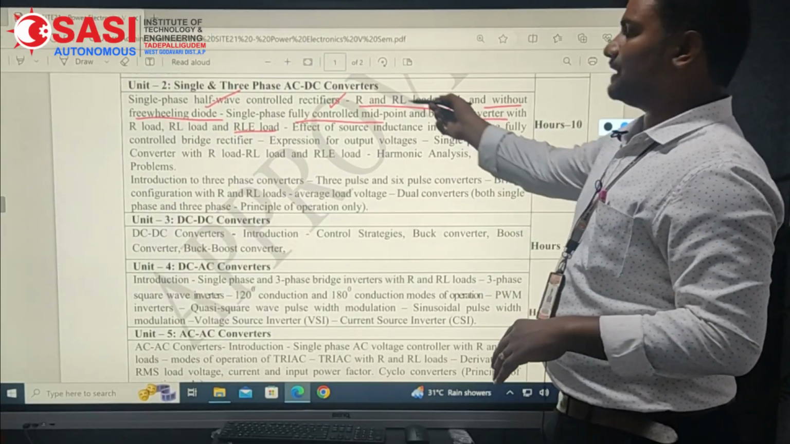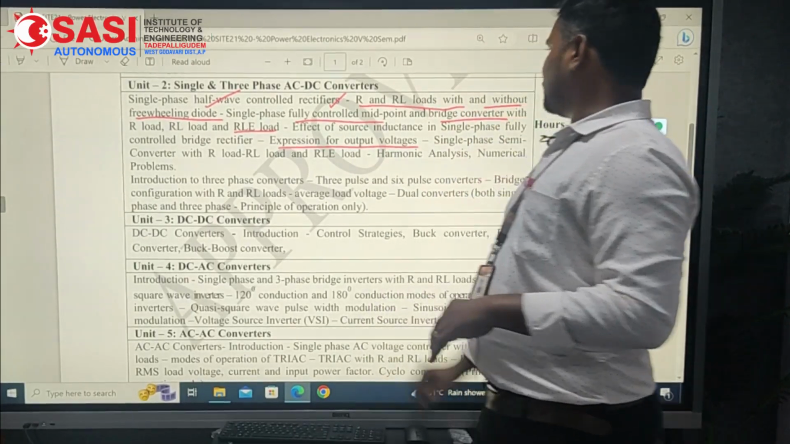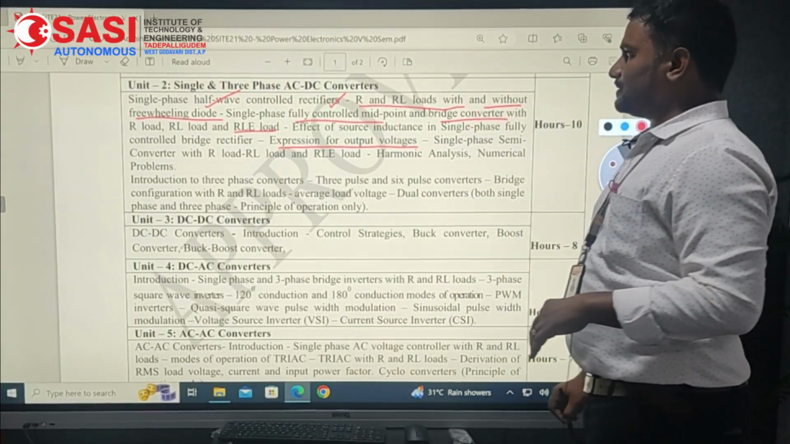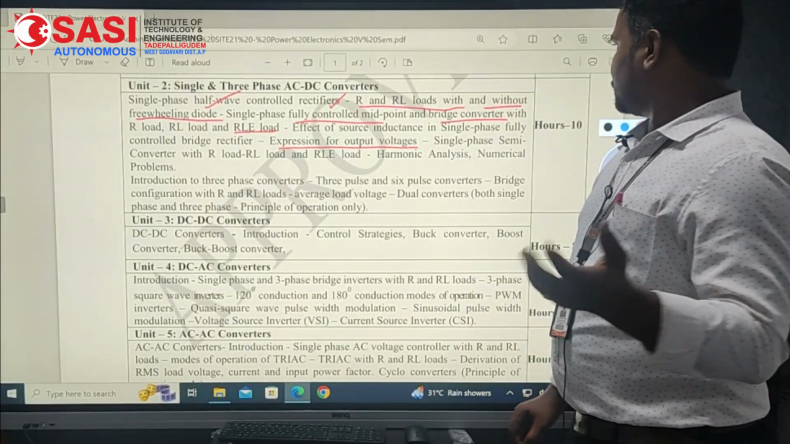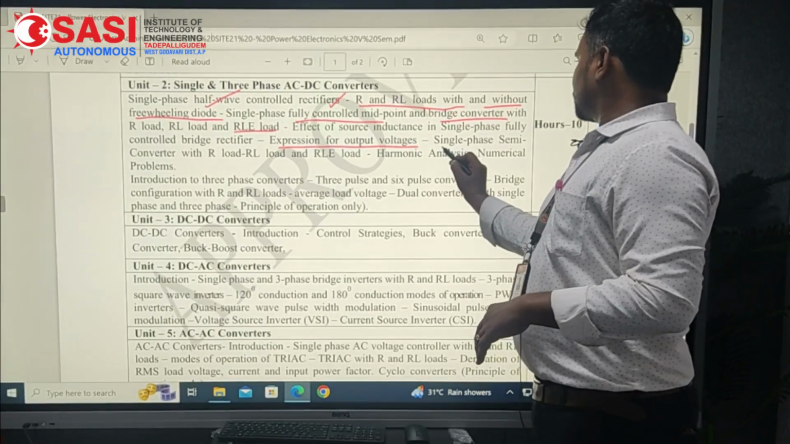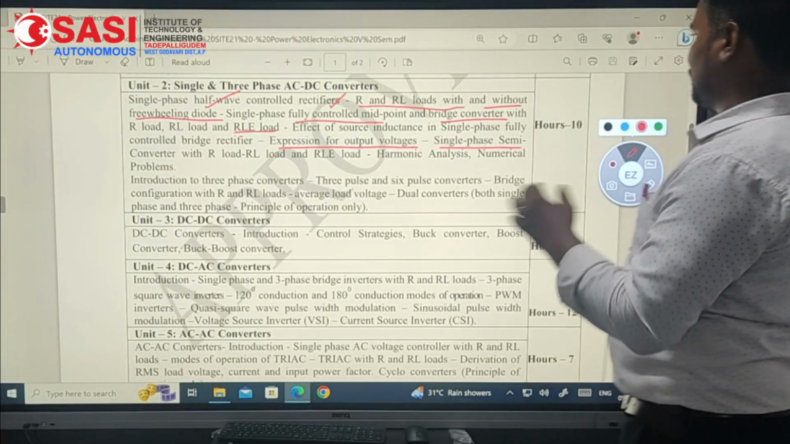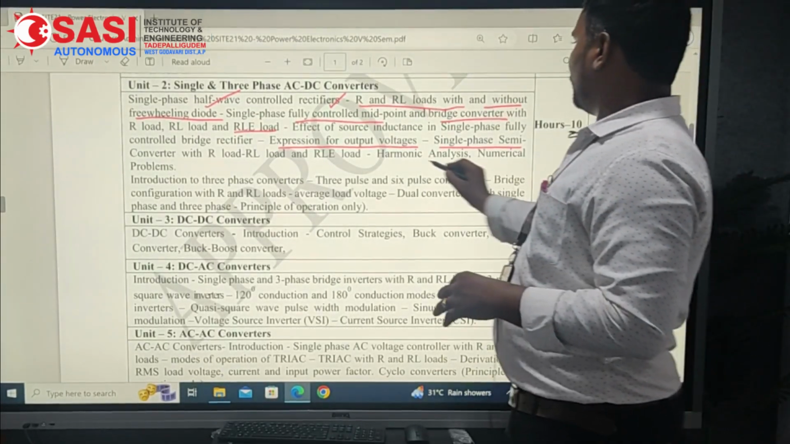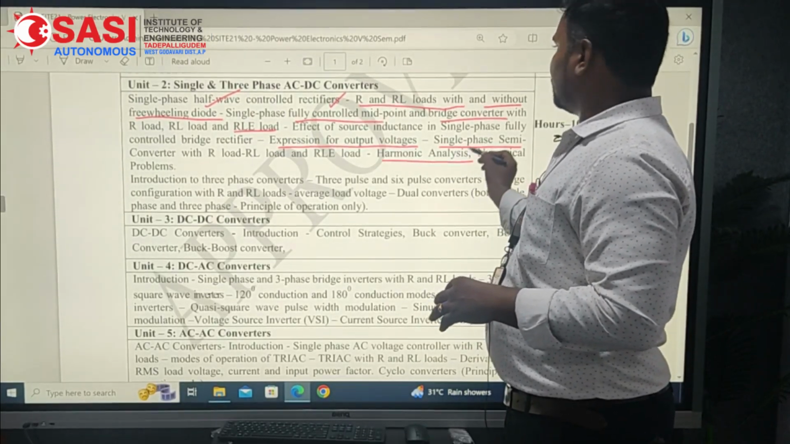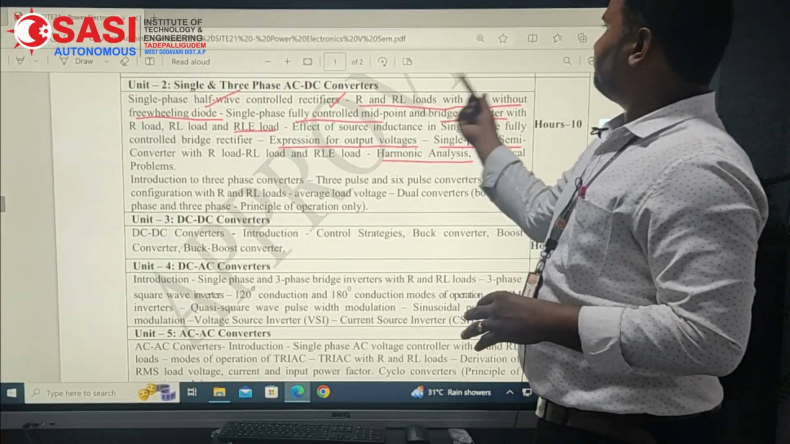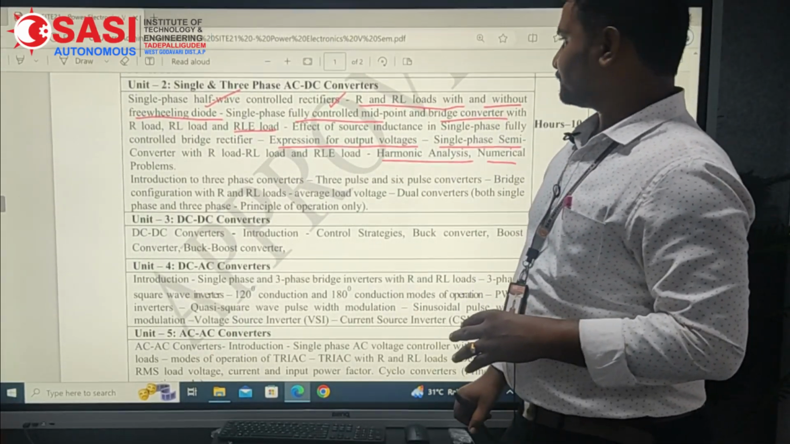For each and every converter module we are going to derive the expression for output voltages to analyze the effective conversion of the converter. In this module, following that we have a single phase semi converter with R and RL load and RLE load, followed by harmonic analysis. We are going to derive the harmonic analysis equation for each and every AC to DC converter. We have some numerical problems in this module.